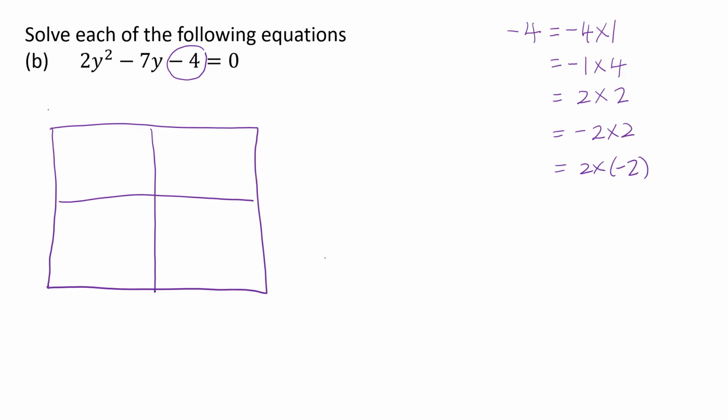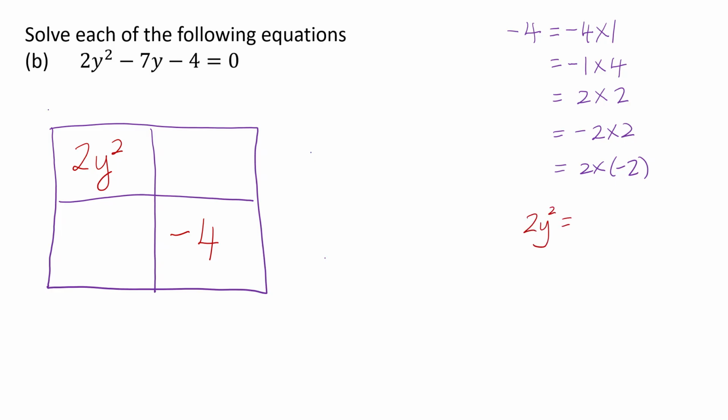Right, so for the first box at the corner, we will fill in 2y squared. And then diagonally, we'll fill in negative 4 here. So in other words, the 2y squared will come here, and then negative 4 will come here. So this is important. The positions where 2y squared and negative 4 are supposed to be put in are important.